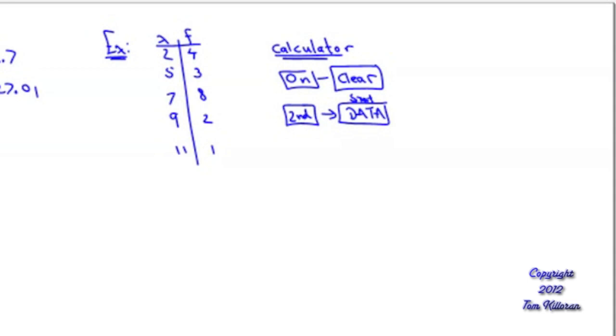Now, what happens when you hit second STAT? Some funky stuff came up. You get 1-VAR and 2-VAR, right? Hit enter, we're only going to be doing one variable statistics. Hit enter. Just hit enter. What happened? Something changed on the screen. There's a STAT at the bottom of your screen. That tells you your calculator is now in statistical mode.